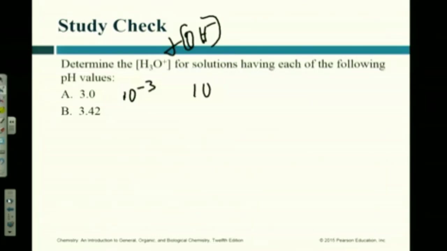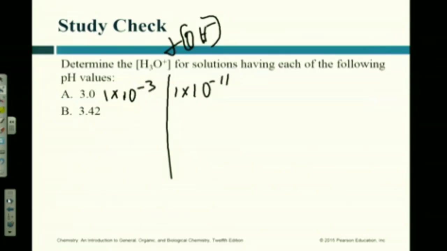So what's hydroxide here? Hydroxide is 10 to the minus 11. You might get that: 1 times 10 to the minus 14 divided by 10 to the minus 3 is 10 to the minus 11. Did y'all get that? 14 minus the 3? 14 minus 3 gives me 11. Why do you do 14 minus 3? Because the coefficient, this is just like saying 1 times 10 and 1 times 10. Okay?